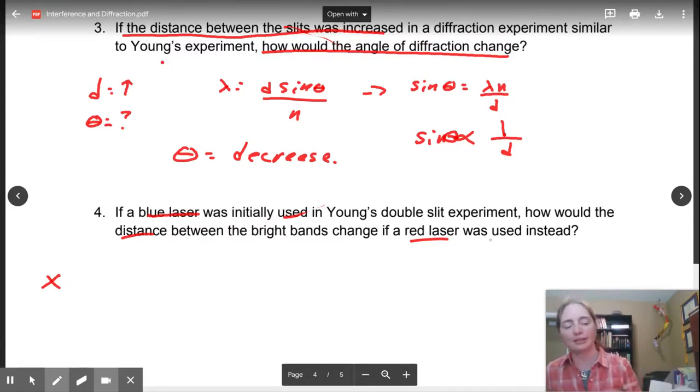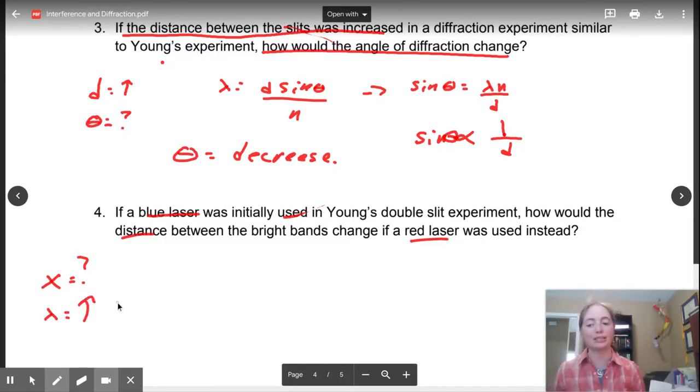Well, red has a lower frequency and a larger wavelength than blue. Blue has a higher frequency and more energy. So we're trying to figure out what happens to x, and what are we doing with our wavelength? Well, if we use a blue laser, it's going to have a shorter wavelength, and if we use red, it's going to have a larger wavelength. So we're increasing our wavelength.